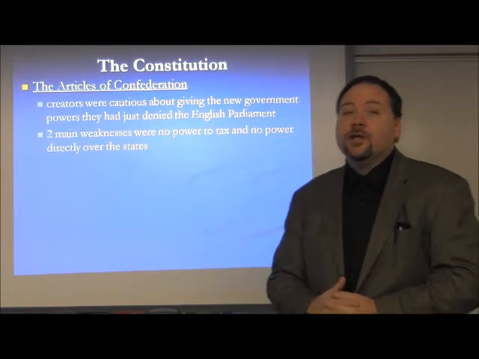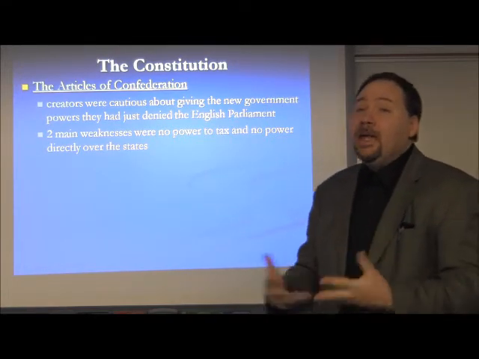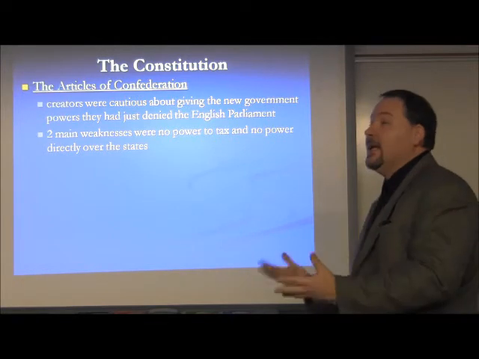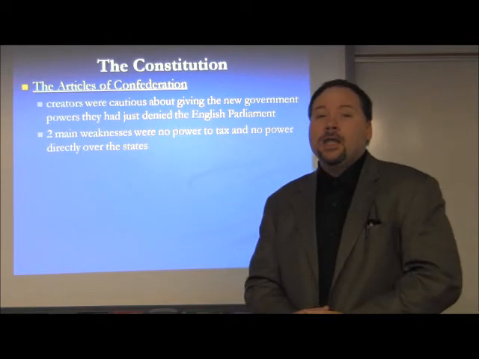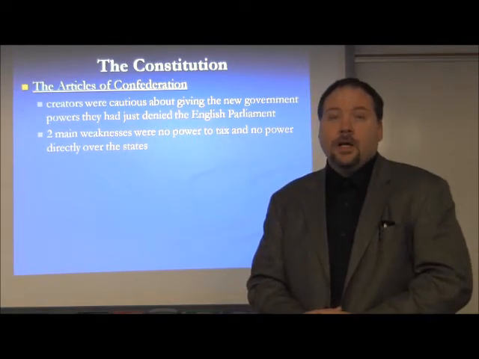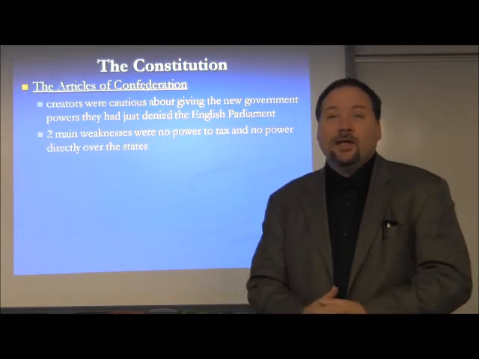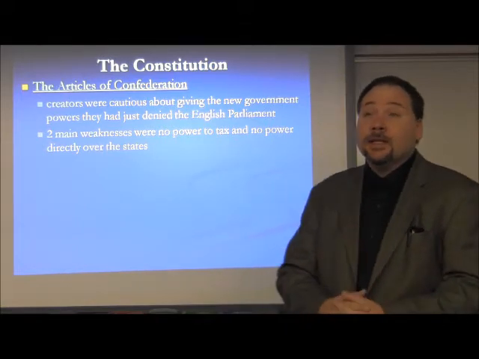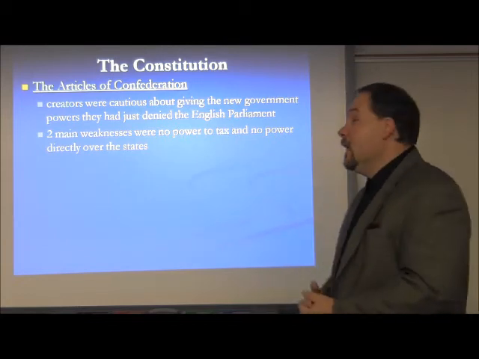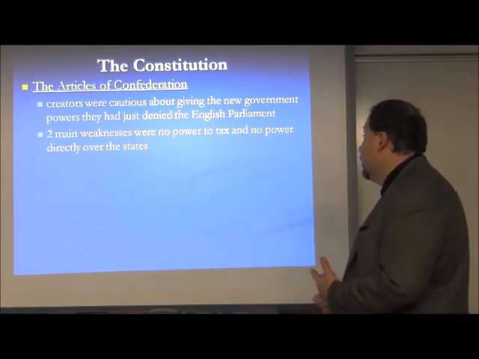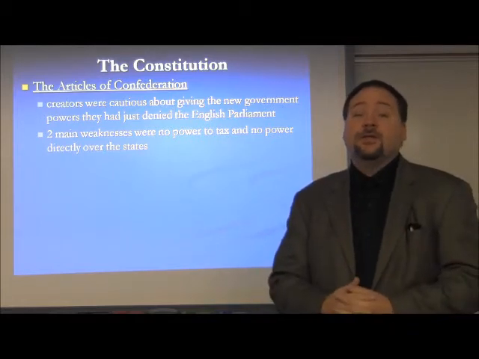The Articles of Confederation just didn't have a lot of power to do anything. The two main weaknesses that it had: it did not have the power to tax the states. The states were supposed to give money to raise an army to defend the country and to build roads and these types of things, but they often did not send money, or not enough money. And the other weakness is that it didn't have any power to directly force the states to do anything.